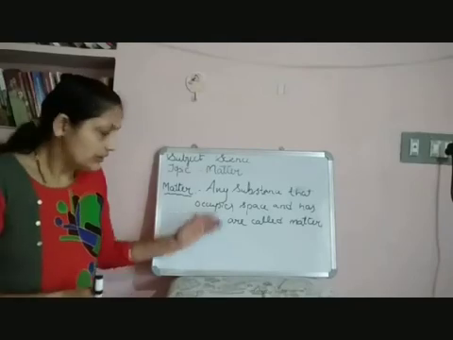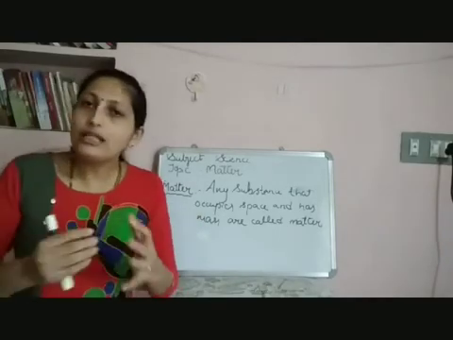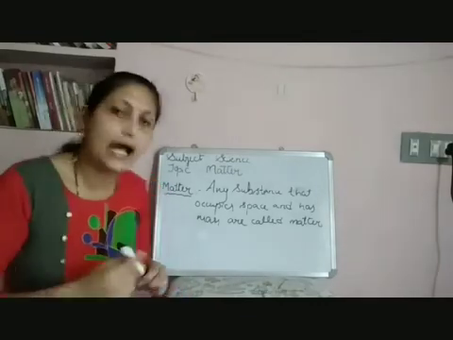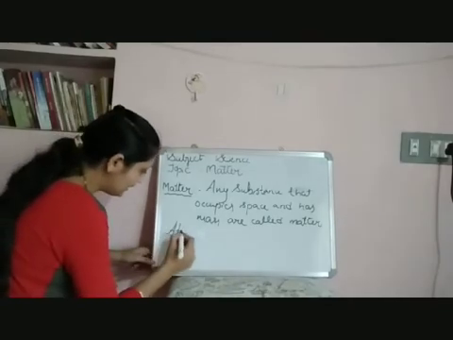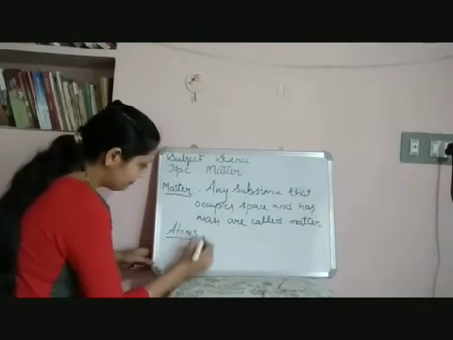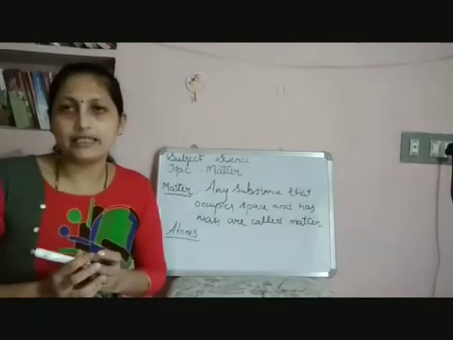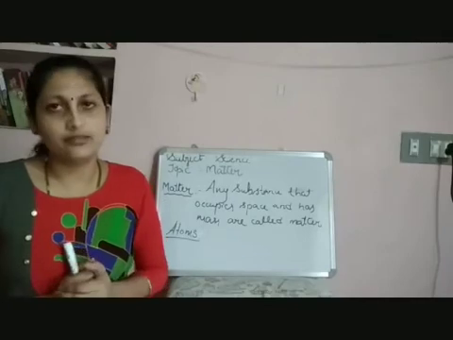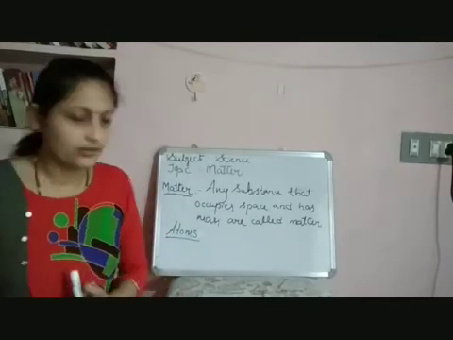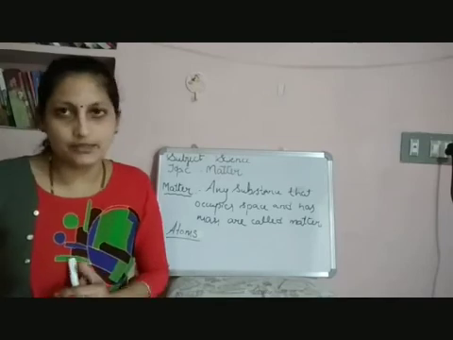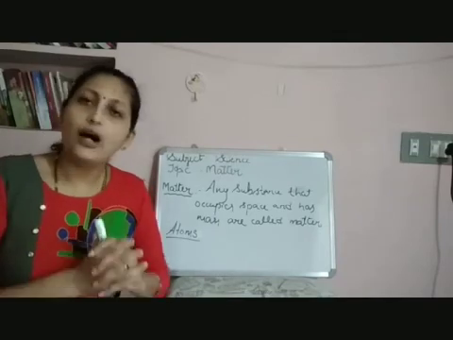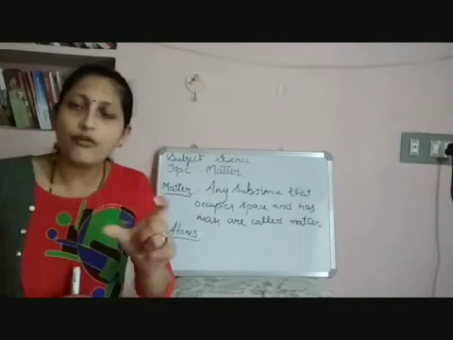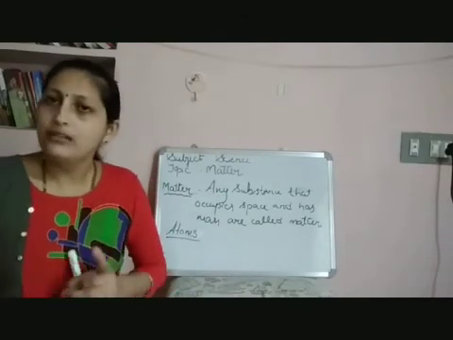So all the objects are made up of very small particles called atoms. They are the finer particles, very small, minute particles that you cannot see through your naked eyes. They are called atoms. So all the objects are made up of atoms. These are the smallest particles of the matter.